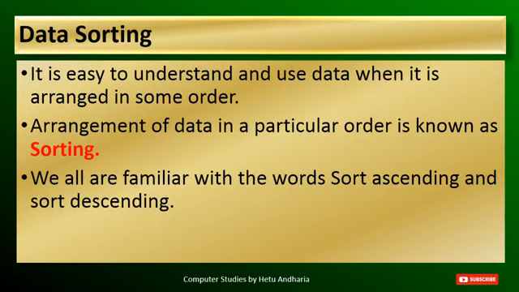We all are familiar with the words sort ascending and sort descending. Sort ascending means the A, B, C, D will come on the top, and if we do sort descending, then it will begin from Z. So I will explain you all these things practically.